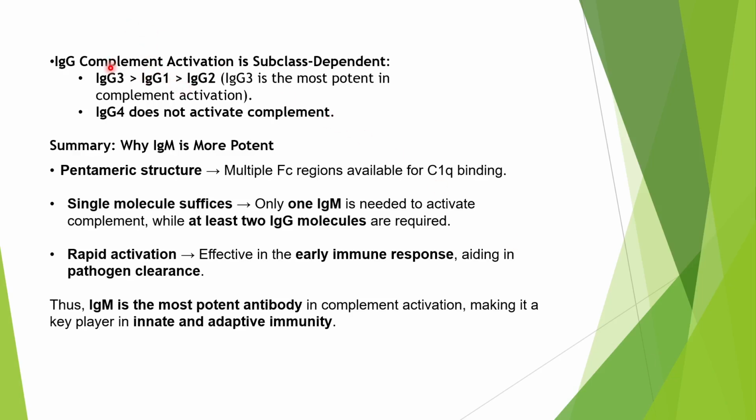For IgG complement activation, like we discussed before, IgG3 is greater in activation than IgG1, and then we have IgG2. IgG4 does not activate. So IgM is more potent because of the pentameric structure with multiple Fc regions available, a single molecule is enough, and then rapid activation and immediate pathogen clearance.